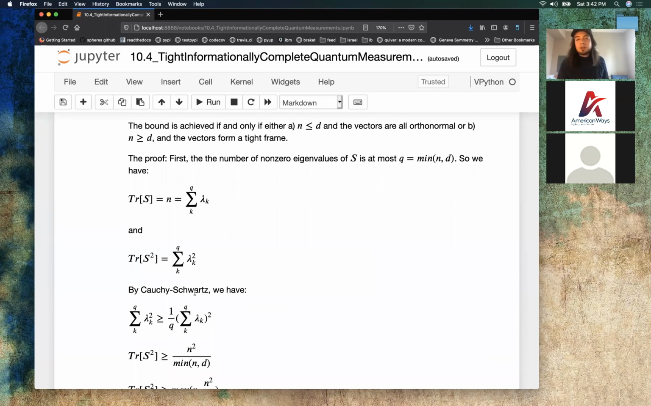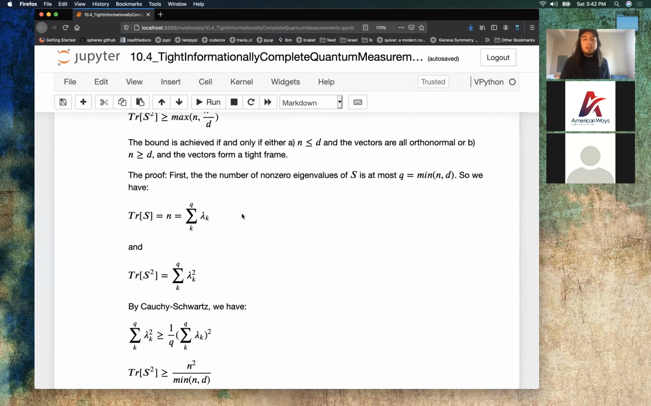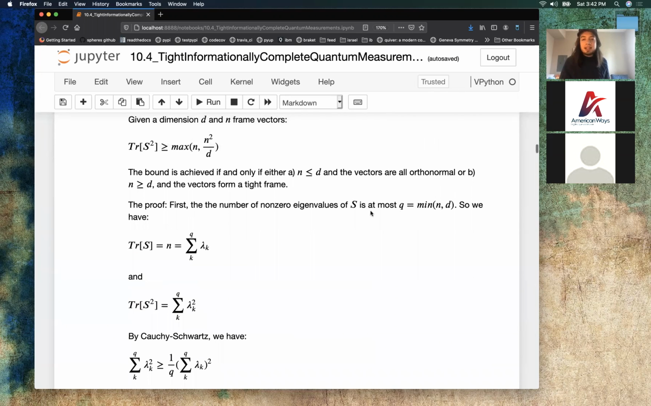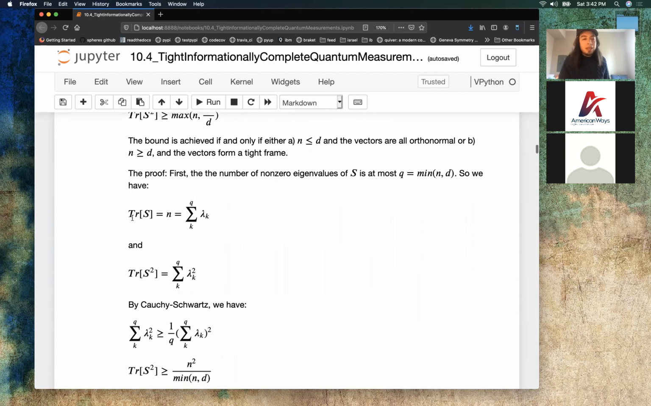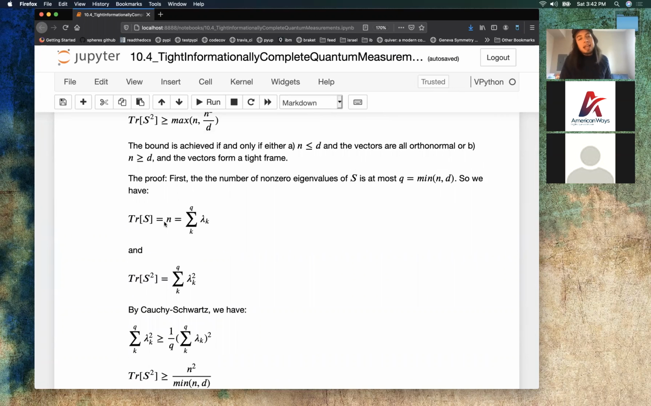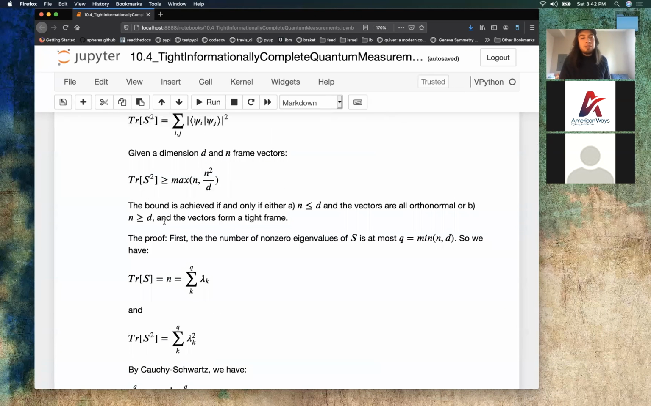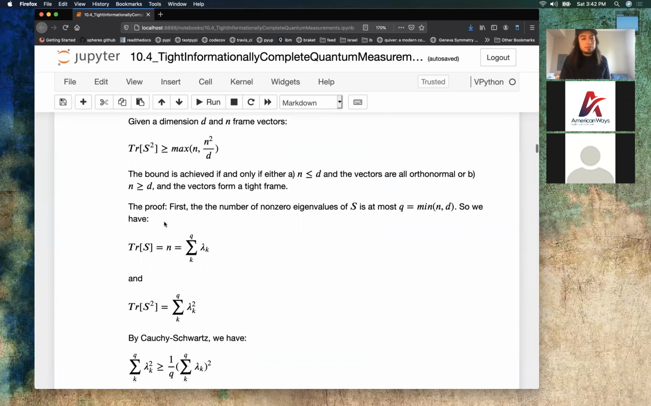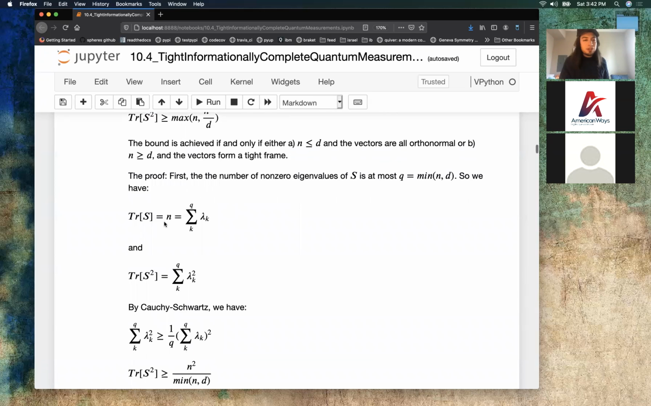So, here's a little proof of this. The number of non-zero eigenvalues of S has to be at most the minimum of either N or D. We have that the trace of S has to be equal to N, and that's also just the sum over the non-zero eigenvalues. The trace is just the sum of the eigenvalues. The N comes from the fact that you're summing N vectors and they each have unit norm, or the outer products have unit trace.